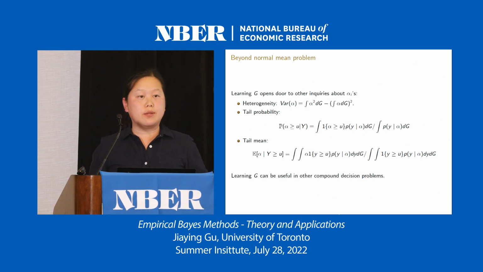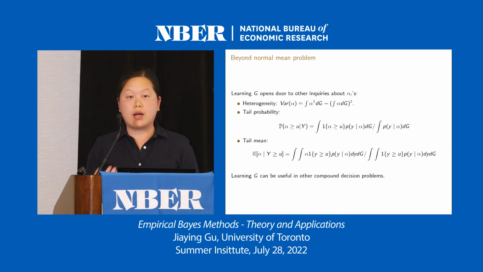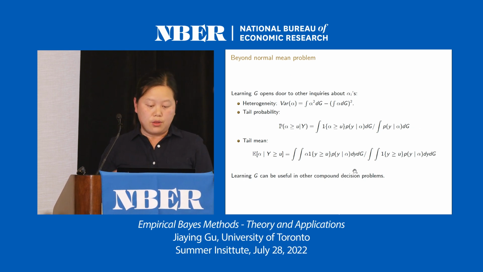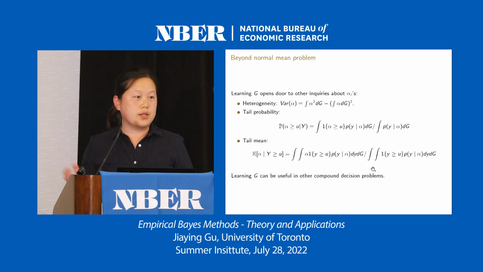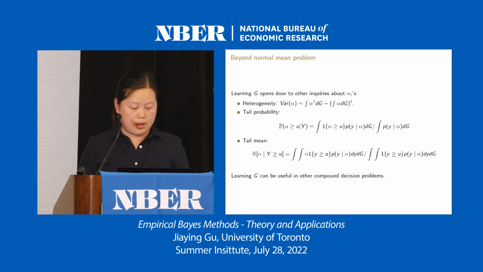Also, learning this distribution G opens doors to other inquiries about the parameter alpha. For instance, we might care about heterogeneity, which is measured as the variance of alpha. We might care about tail probability, which again is a functional of G. The tail mean can be written as a functional of G as well. And learning G also opens the door to other compound decision problems where G again shows up as the underlying machinery to construct a non-parametric method.